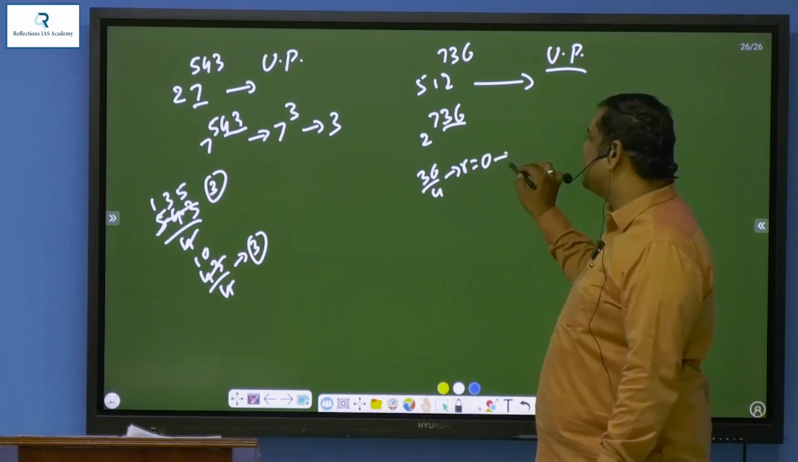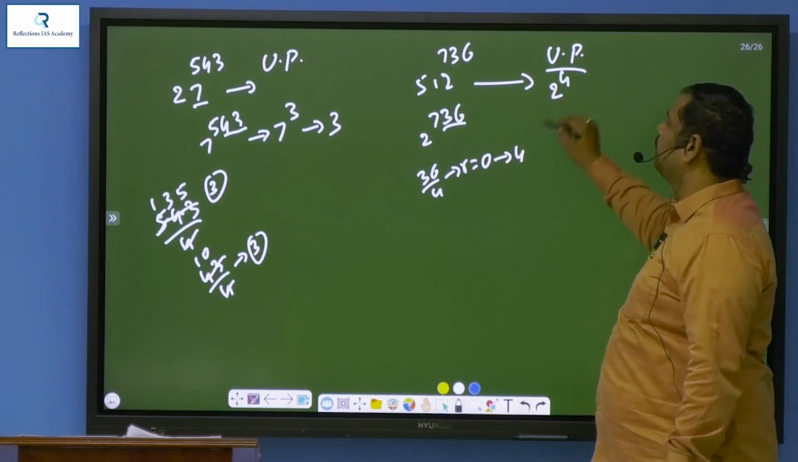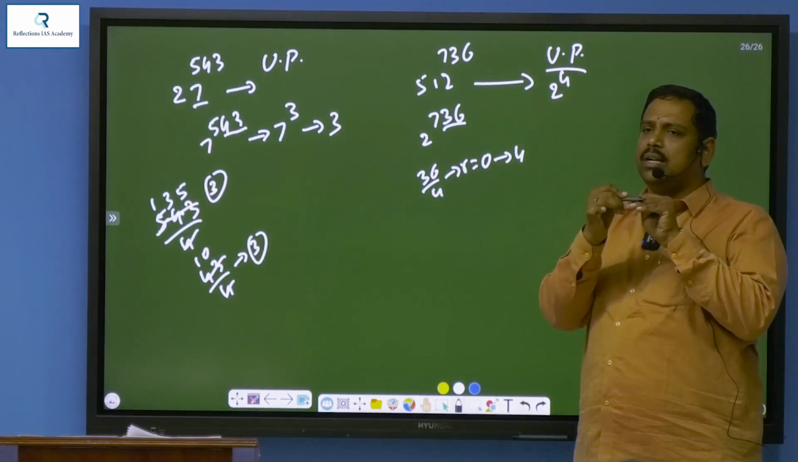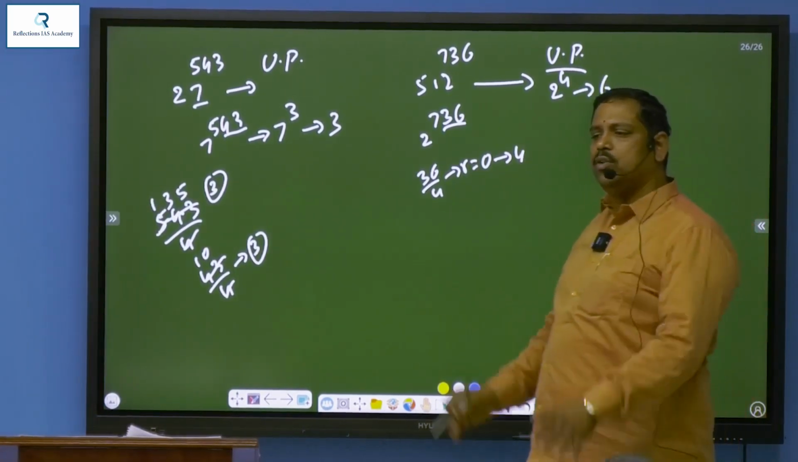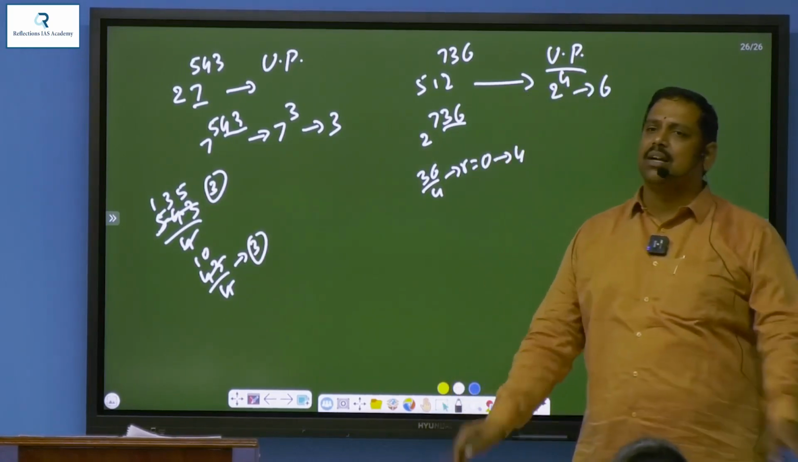0 means I will take it as 4. So, the answer will be 2 power 4. 2 into 2 into 2 into 2. 2 2s are 4, 4 4s are 16. So, what is the units place? 6. Hope you understand. This is the units places. Am I clear? Okay, units places completed.